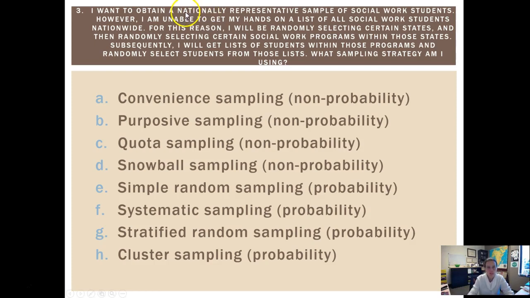Again, we start off by noticing that it's nationally representative, and it actually says randomly selecting, so we can rule out the top 4. We know it's got to be a probability sampling approach. And then we also know that they are dividing it up into different clusters, right? The researcher is first selecting states, then selecting social work programs, and then selecting students out of those programs. The only one that fits that bill is H, which is cluster sampling.